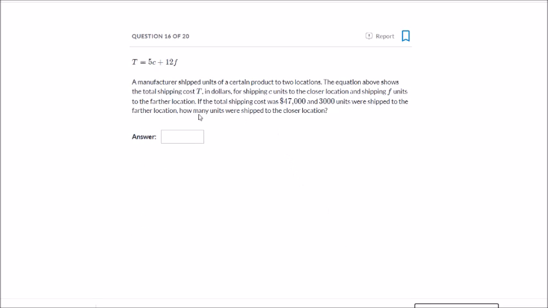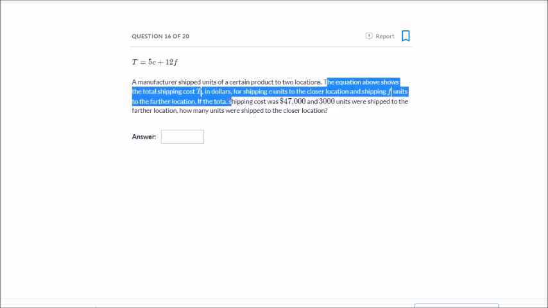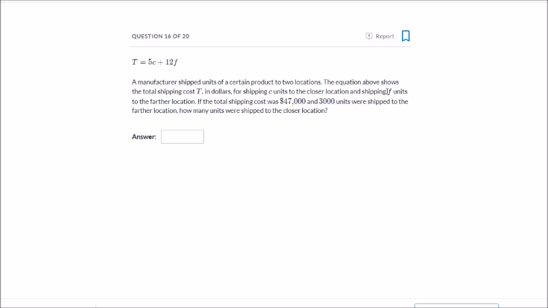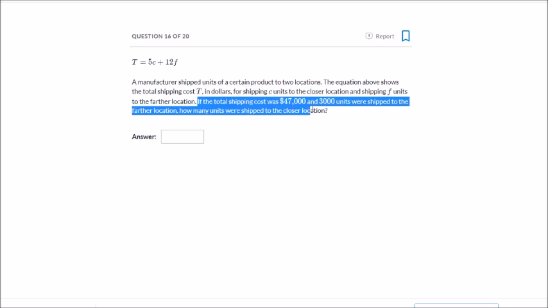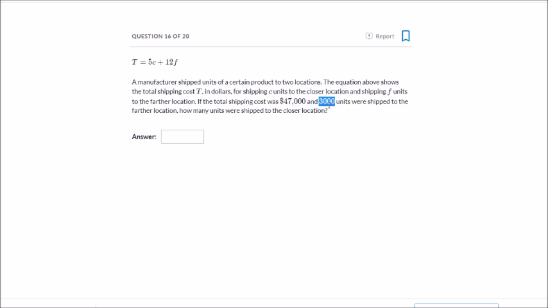Okay, next. So this is the function. A manufacturer ships units of a certain product to 2 locations. The equation above shows total shipping T in dollars, F units to a farther location, C units to the closer location. If the total shipping cost is 47,000 and 3,000 units were shipped to the farther location, how many units were shipped to the closer location?